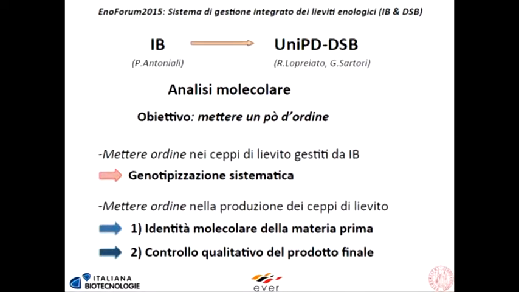We decided in a very first phase to go for a systematic genotyping activity, whereby we would identify strains of interest for IB and then use that information to identify the molecular identity of the raw material, the yeast, and also in order to have a quality control of the end product. This is the direction we went.